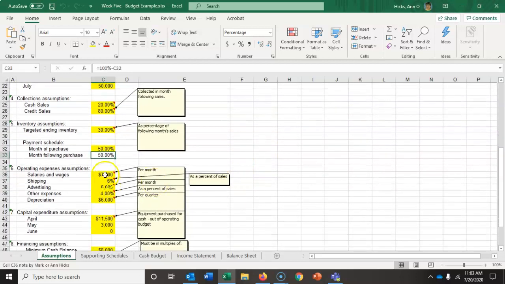Now, item 6, I need to make some assumptions for operating expenses. I'm going to assume salaries and wages are $7,500 per month of fixed expense. I'm going to assume that shipping is 6% of sales per month. Advertising is a fixed expense, $6,000 per month. Other expenses, I'm going to assume are variable at 4% of sales. And then depreciation, I'm going to estimate at $6,000 per quarter. So I'm looking at depreciation only on a quarterly basis.